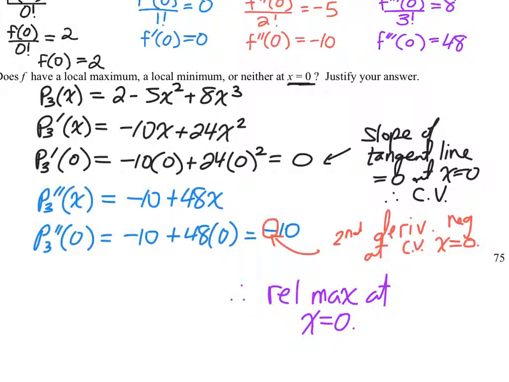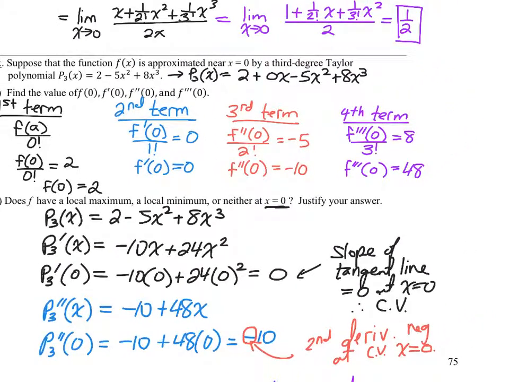Does f have a local max, min, or neither at x equals 0? Specifically at x equals 0. Why x equals 0? Because that's what our polynomial is centered around. Suppose that the function f of x is approximated near x equals 0 by a third degree polynomial.